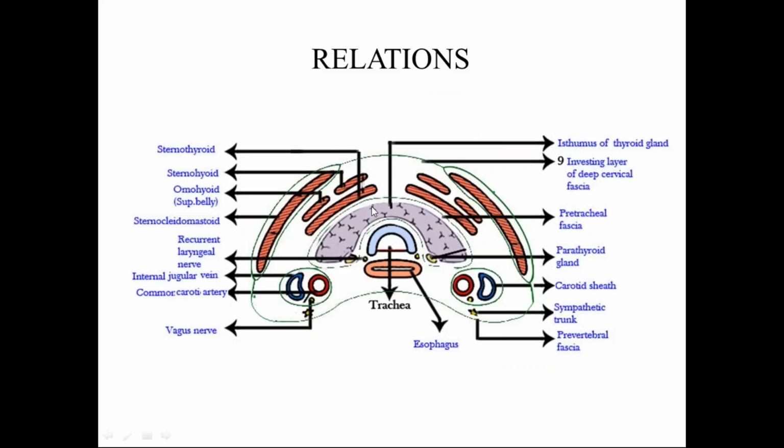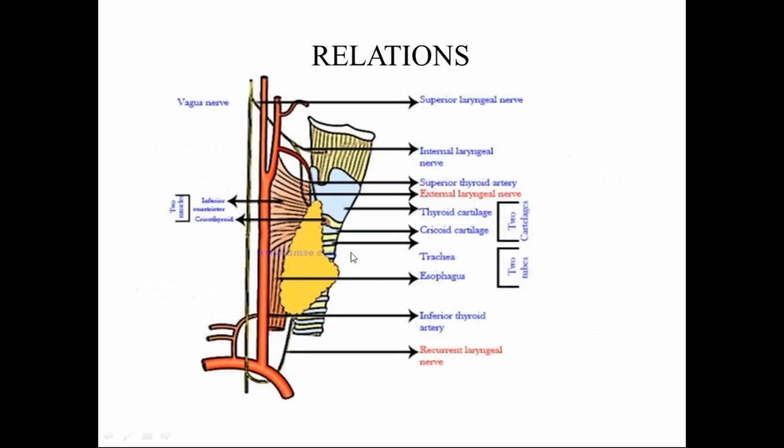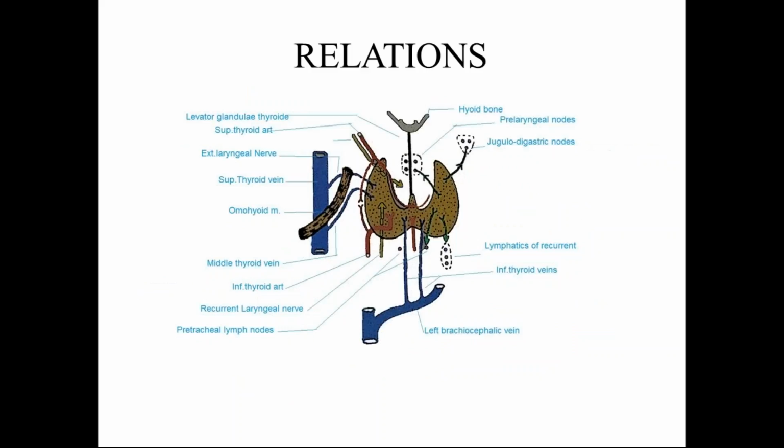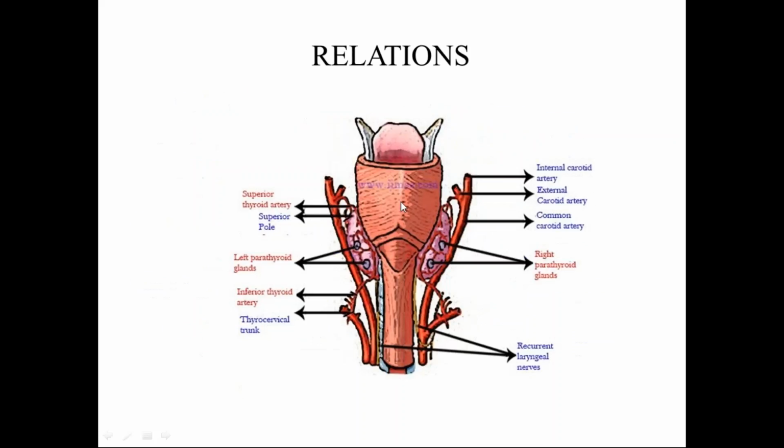One is anterior border, another is posterior border. You can see in this picture, this is the anterior border. As you can see, what is the relationship of the anterior border? The anterior border is related to a branch of the superior thyroid artery.